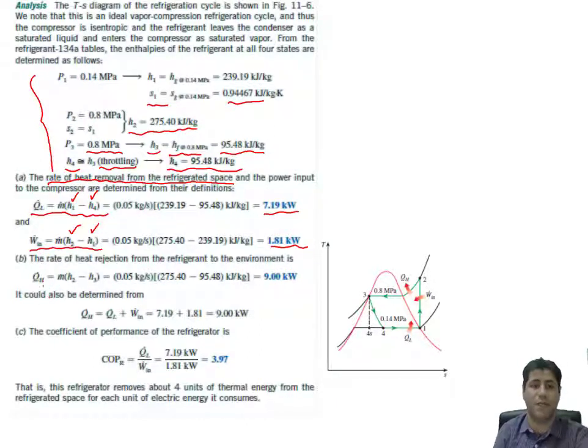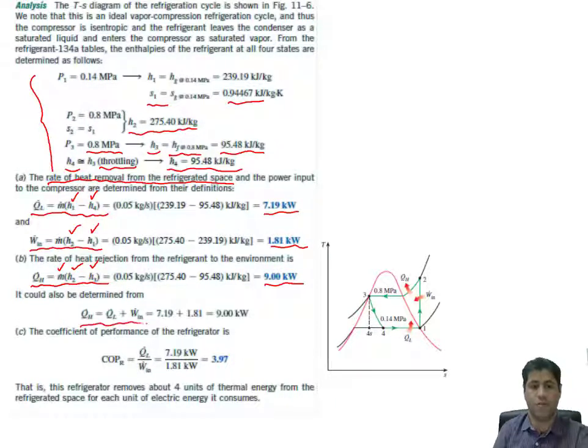Similarly, we can calculate Q dot H by substituting h2, h3, and m dot in this equation, as you can see here. We found this equation by investigation of the graph. So Q dot H can be calculated here as well, which is 9 kilowatts.